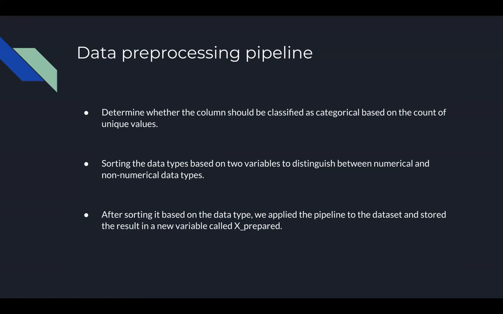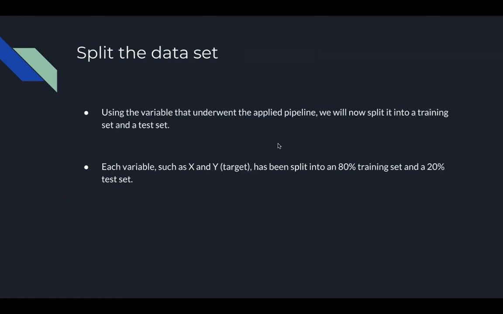Once sorting is complete, we apply a pipeline to our dataset, and the result is stored in a new variable called xPrepared. Having successfully applied the pre-processing pipeline to our variables, the next step is just splitting the data into an 80% training set and a 20% test set.